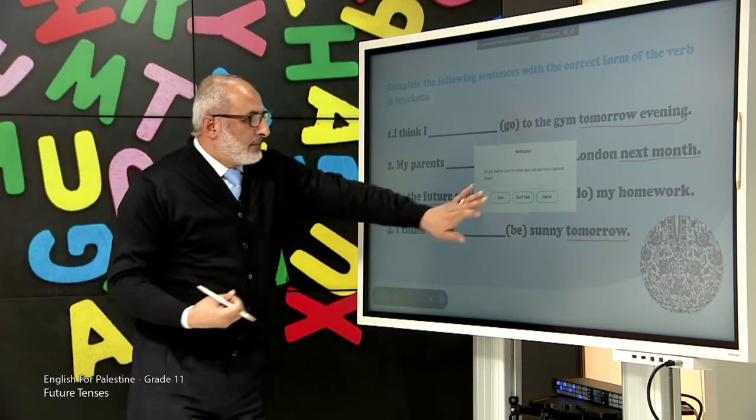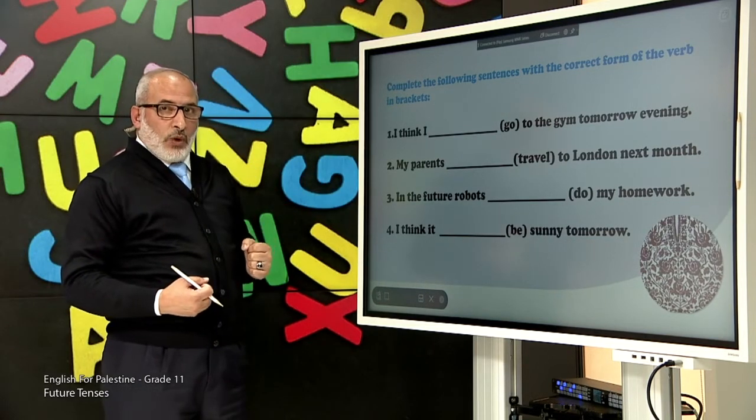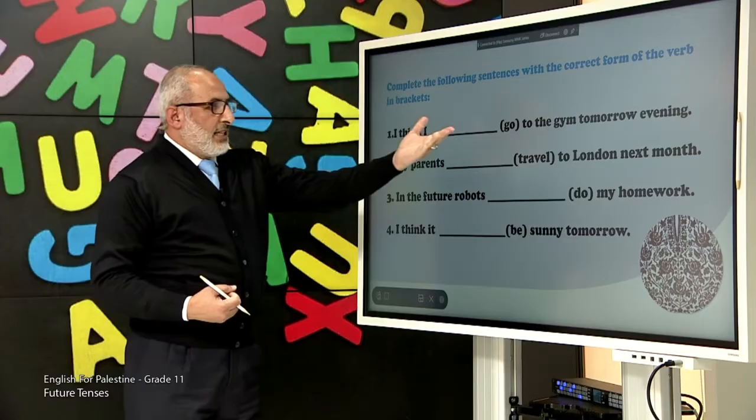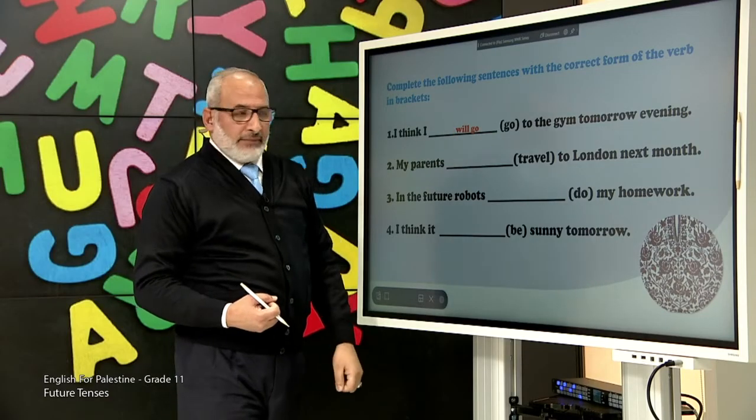Let's now answer. Again, number one, what is the verb? Go. What does it become? Will go. Yes, go, will go. I think I will go to the gym tomorrow evening.